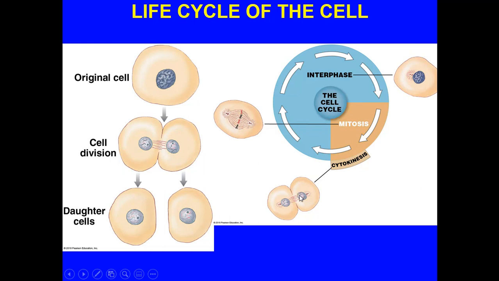Once we separate them, we begin moving all the chromosomes to opposite sides and begin to pinch off the cell in the middle to make two separate cells. At that pinching off point, that's called cytokinesis. And this is how we make a replication of the original mother cell.